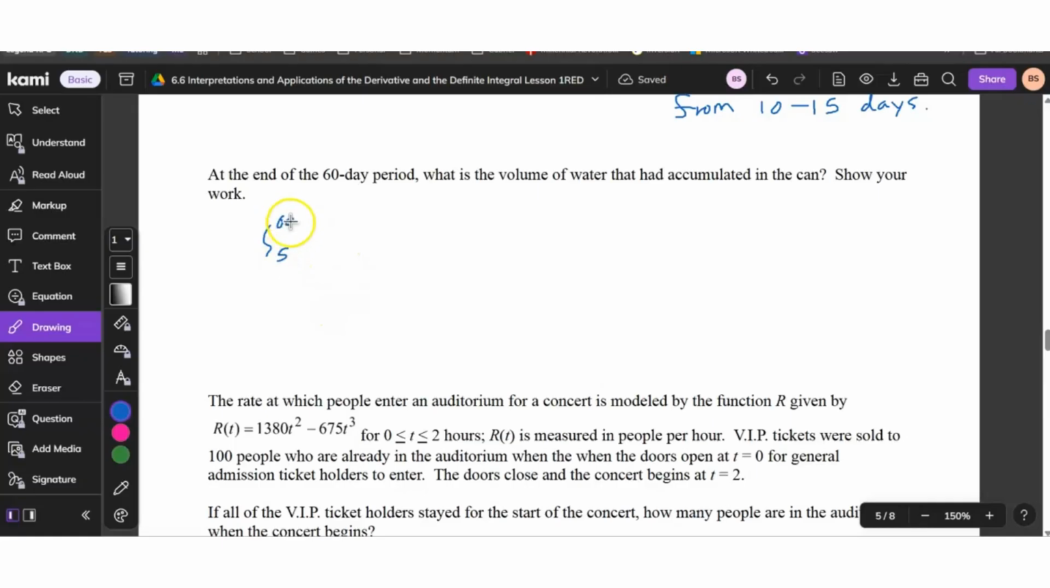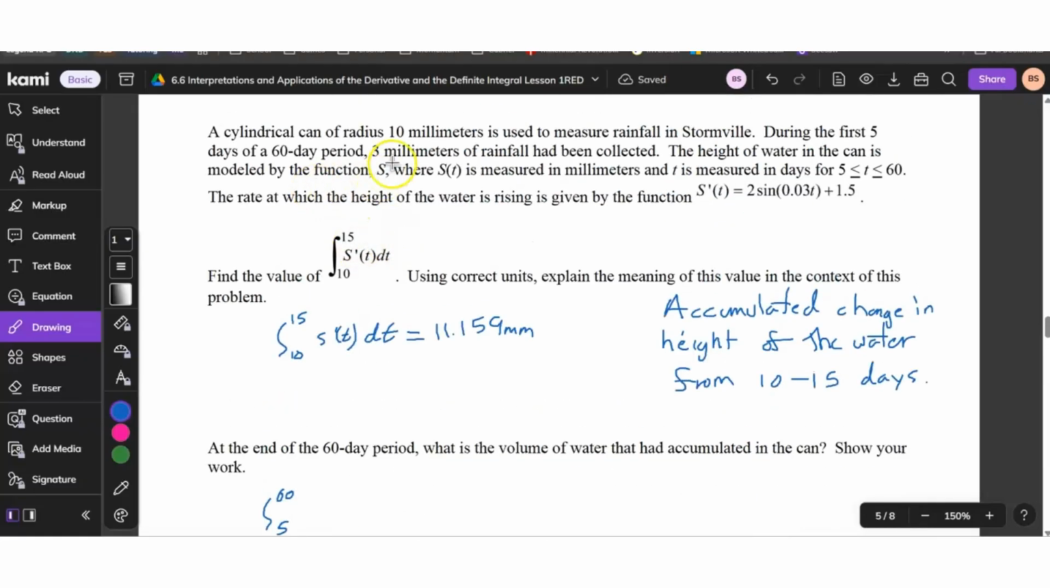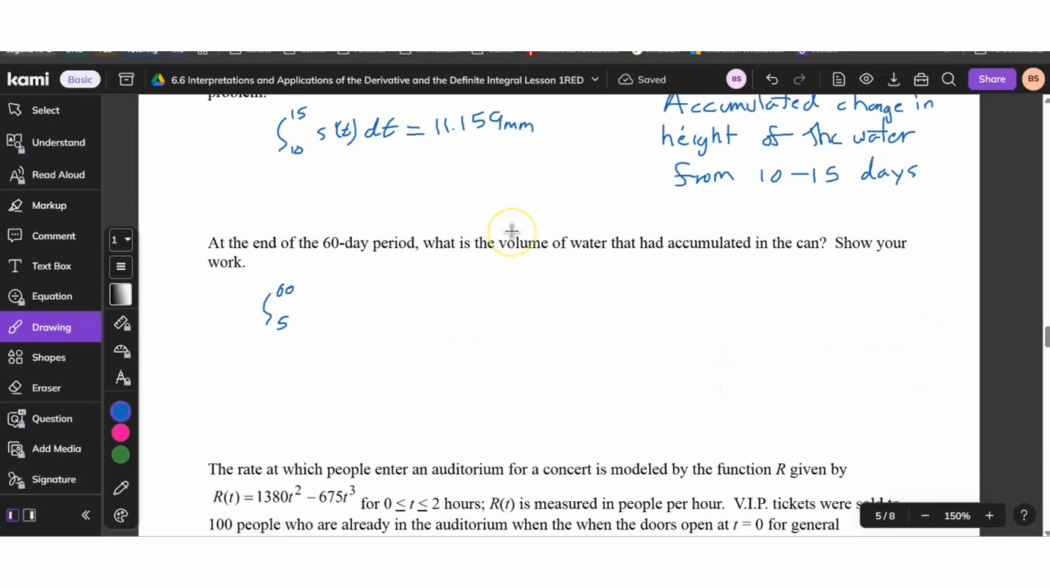5 to 60, because I know 5. They gave it to us. That's our initial condition, right? Right here, they told us during the first 5 days, there's 3 millimeters. So that means that when t is 5, we have 3. So that's my initial condition.